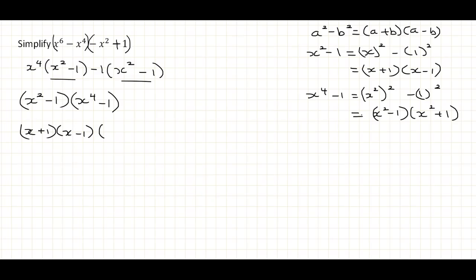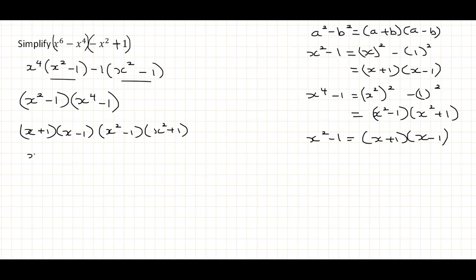By the way, we're not done. Let me show you why we're not done. We have x squared minus 1 multiplied by x squared plus 1. So here, x squared minus 1, again, is a difference of two squares. And like we did up here, it's going to be x plus 1 multiplied by x minus 1.